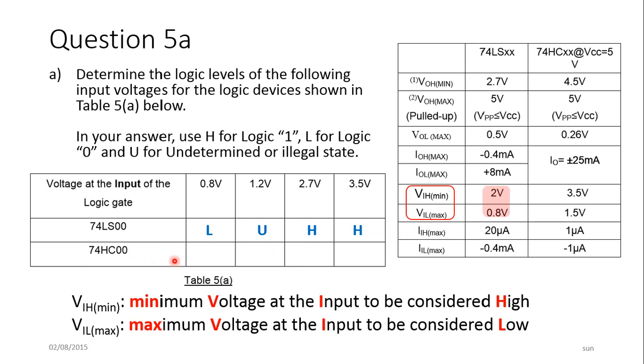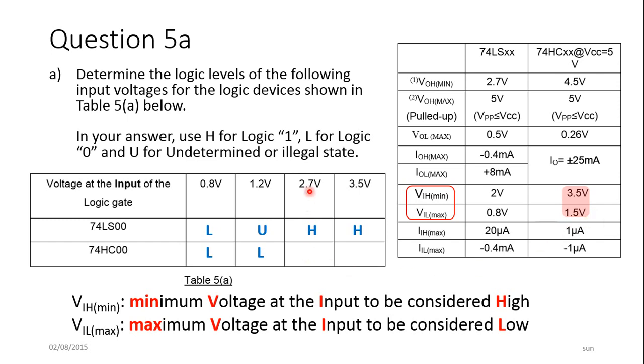For 74HC00, 0.8 volt at the input will also be considered as a logic low because it is less than VIL max of the 74HC series. While the logic is undetermined for 1.2 volt at the input of 7400, it is considered as logic low for 74HC00 because the voltage level is lower than VIL max of 74HC series.